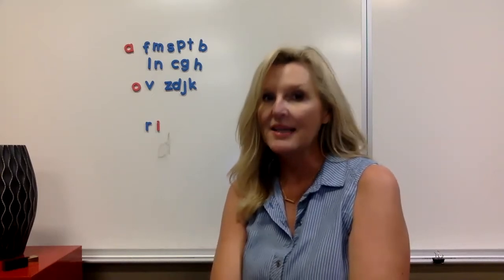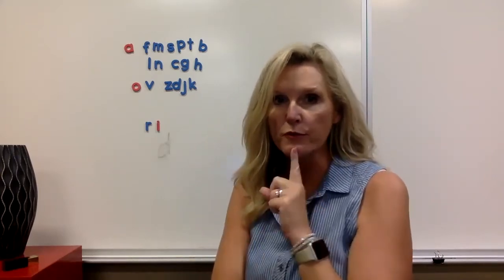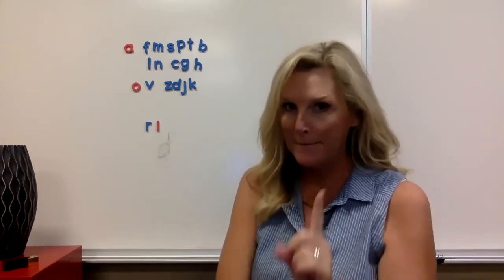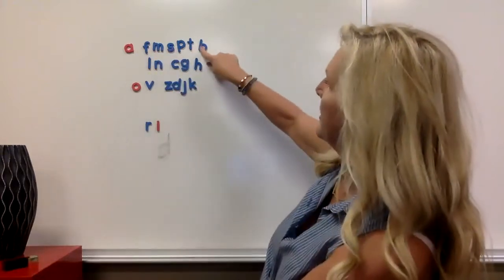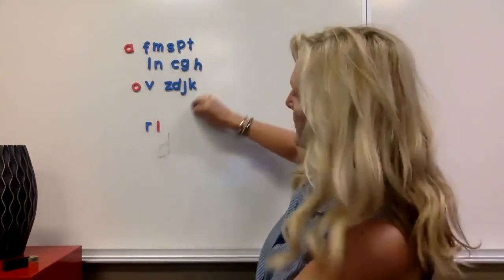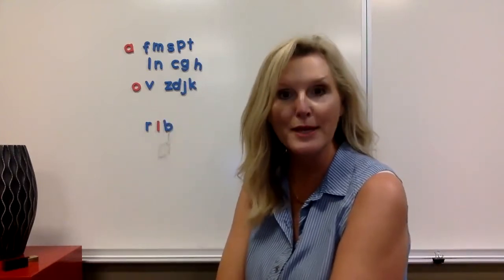Letter B. Okay, when you're looking up at those letters, how can you help yourself remember which one is the B and which one is the D? The bat comes first. You bat the ball. So I'm going to look up here. Here's a letter B. It has the bat and then the ball. Rib. Good job. That word is rib.